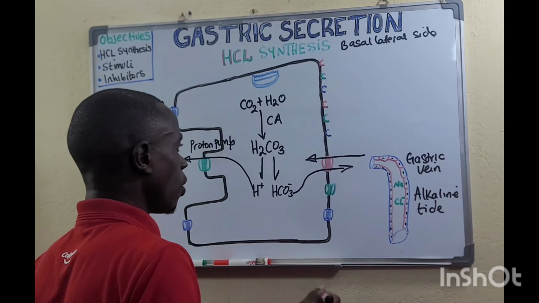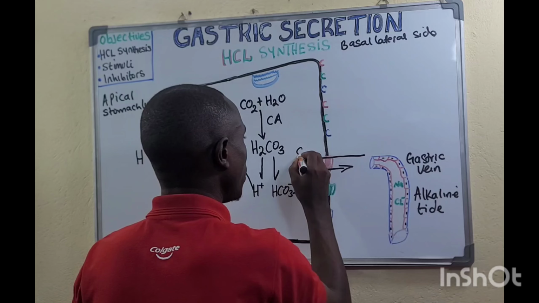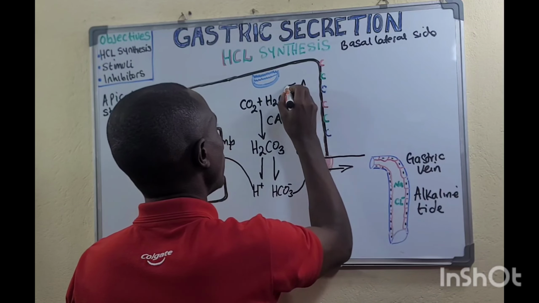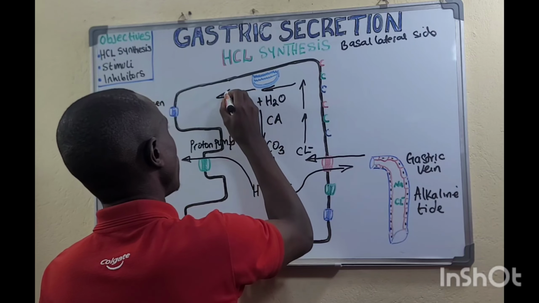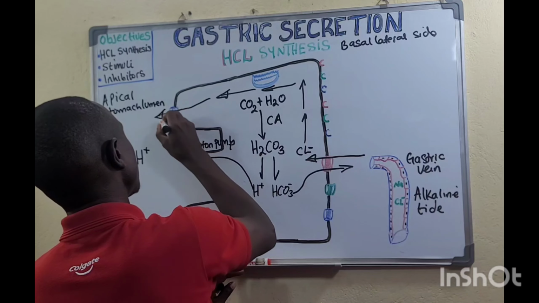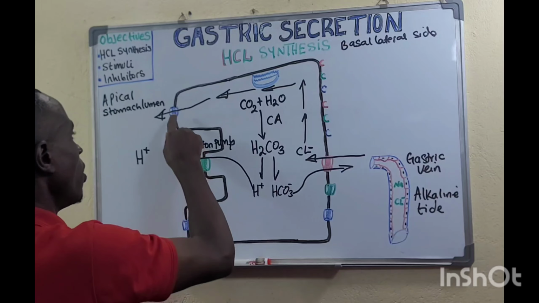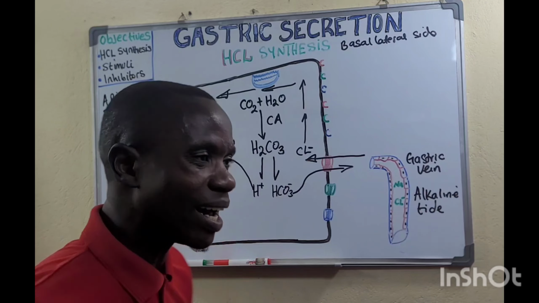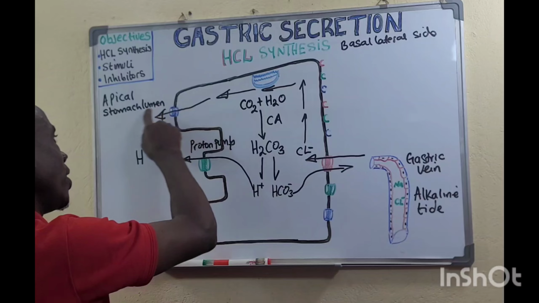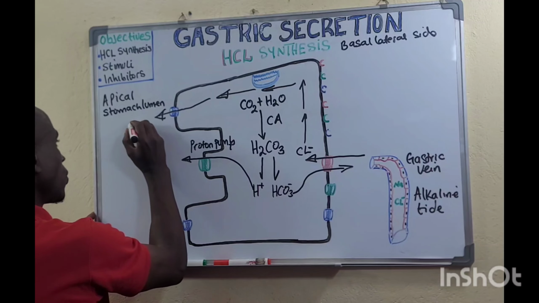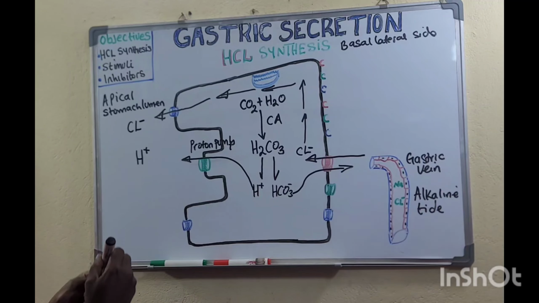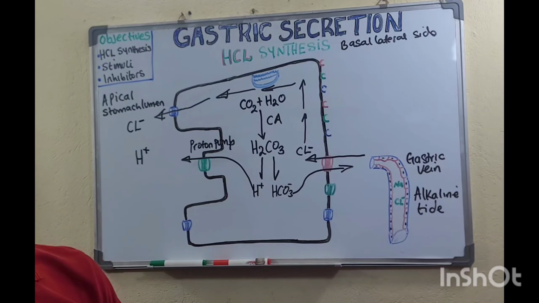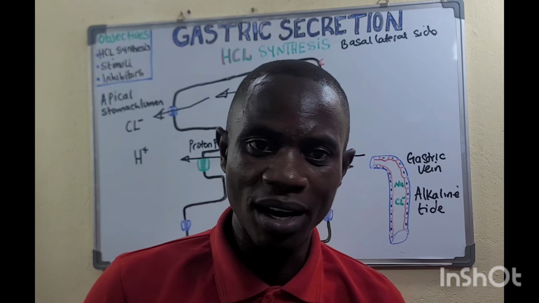Now, these chloride ions which have entered here have a special channel through which they exit the parietal cell into the gastric lumen. This channel here is what we call the chloride channel. It allows the movement of chloride ions into the gastric lumen. So now you can see we have the chloride ions, and we also have the protons inside the stomach lumen.